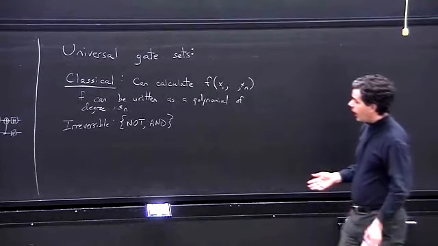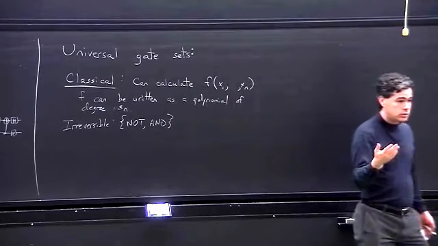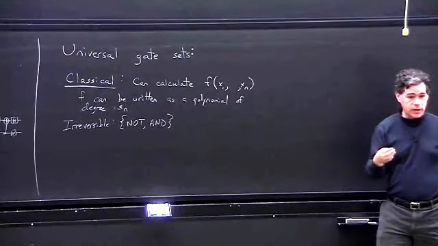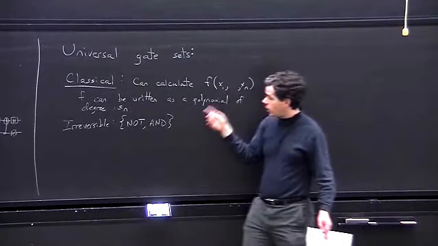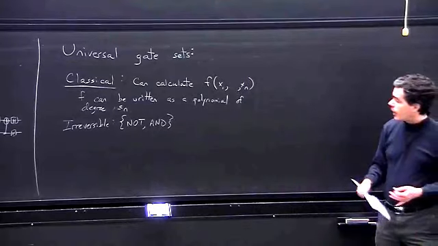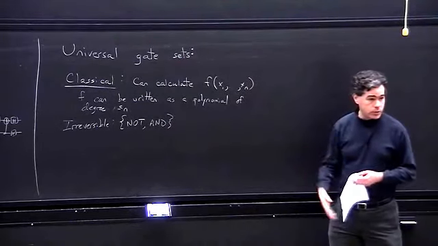And it turns out that by combining NOT and AND you can also make the OR, and you can make the XOR and other things like that. So the AND is giving you the products, and the XOR basically is giving you the sums. Then between them, you can put them together into an arbitrary polynomial.